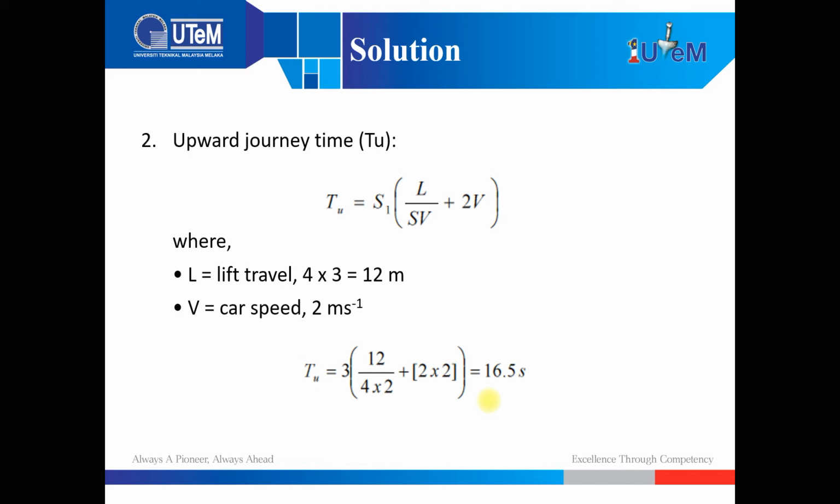Okay, bermaksud daripada first floor until to the fourth floor, dia akan ambil sehingga 16.5 second lah. Okay, direct, tanpa berhenti di setiap floor. Sebab dia punya calculation, dia ambil L ni 12 meter, maksudnya ketinggian terus ke 12 meter. Kalau nak dapatkan upward journey time untuk setiap floor, kita ambil L ni sebagai 3 meter lah, setiap floor.